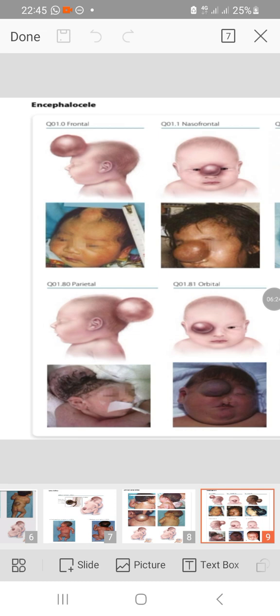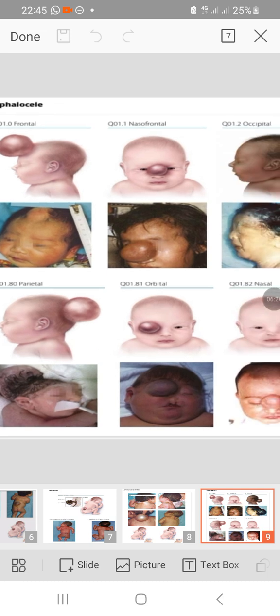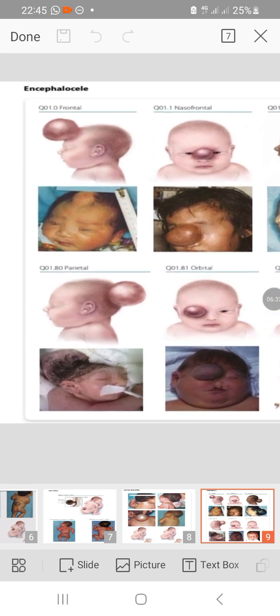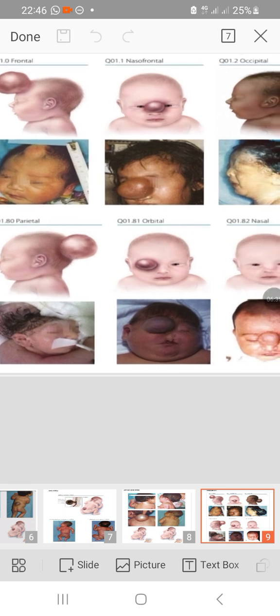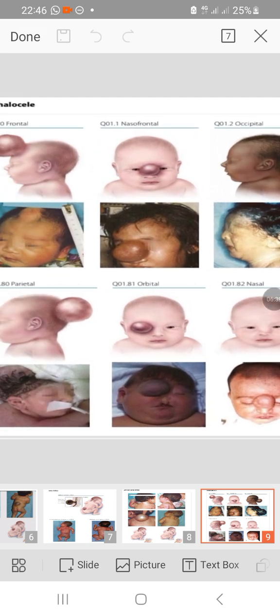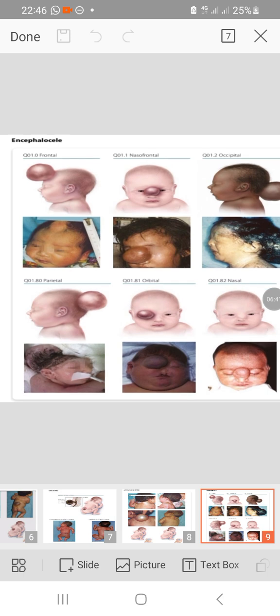Right? So this is the nasofrontal, which is in the nasal region, then in between the eyes. Then there is the parietal, orbital, and nasal also. And these are encephaloceles. So keep in mind that the brain is contained inside the skin for the encephalocele, which is a neural tube defect.